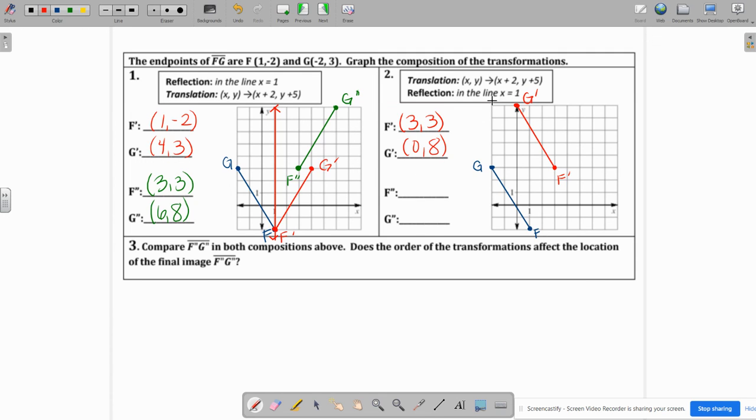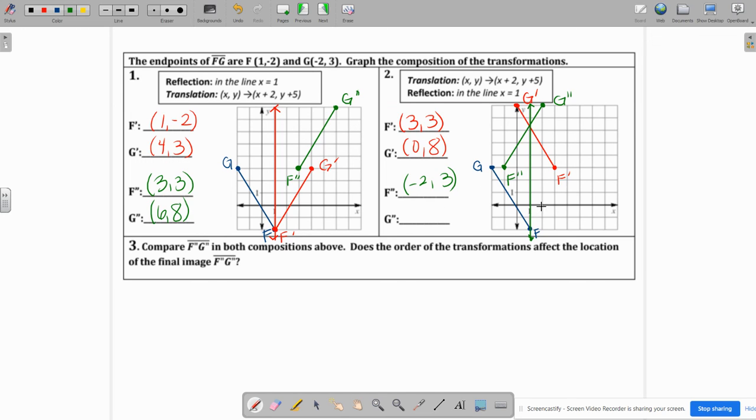So now we want to reflect that over x equals 1. So let me change my color. And again, I'm going to show you that the line of reflection is right here. So if we reflect over that, that means G double prime is now going to be 1 unit to the right. F prime was 2 units to the right, so 2 units to the left. Here's F double prime. So we can see here is our final answer, where F double prime is located at (-2, 3).